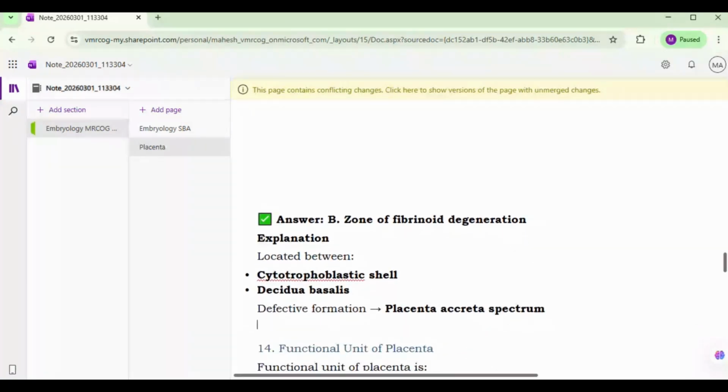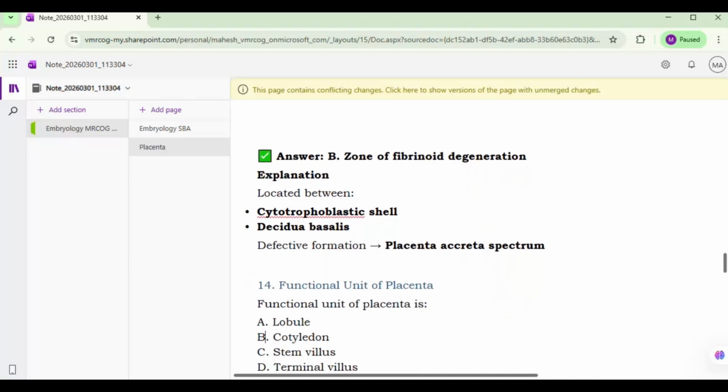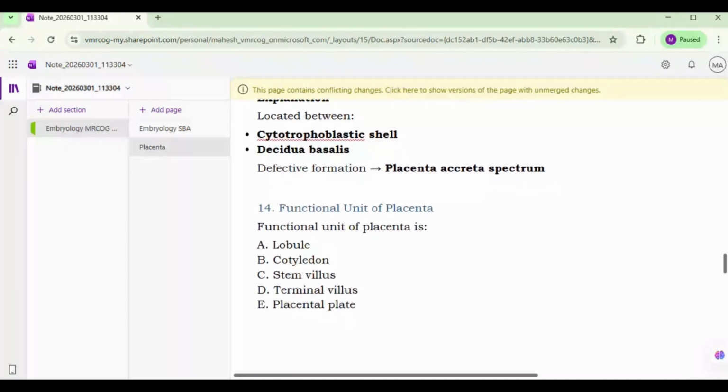It is located between the cytotrophoblastic shell and the decidua basalis. Defective formation will lead to the placenta accreta spectrum. So as you progress from part 1 to part 2 to part 3, placenta accreta will be more predominant. Now they are concentrating on the pathophysiology of these particular conditions. So the questions are a little basic.